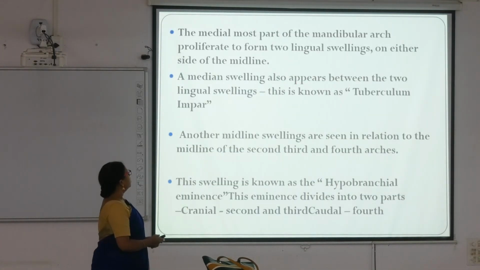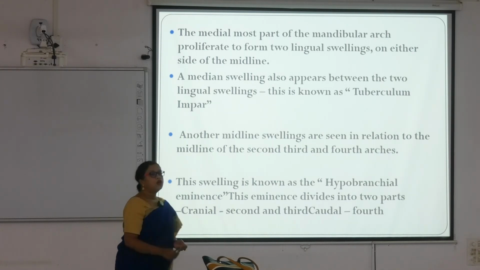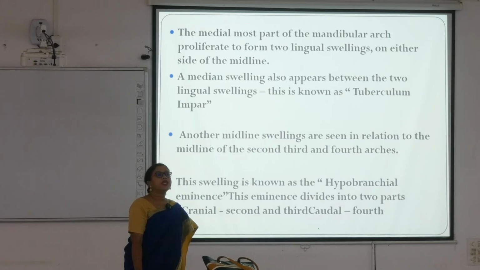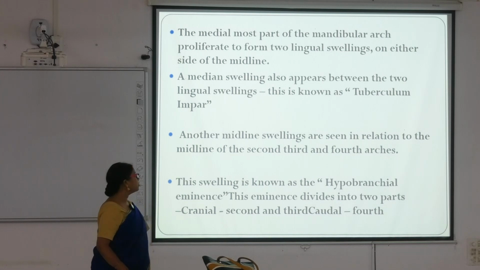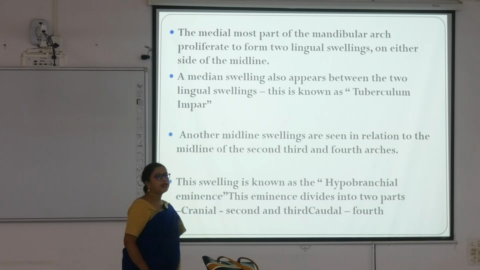Okay, so this thing I already told. So write it down. What is the name of the midline swelling? Tuberculum impar. Additionally I told you of another two swellings. So where will they develop from? They have already written that it is developed from the 2nd and 4th arch. Okay, and where do the other two swellings develop from? 2nd and 4th arch. Okay, so this swelling is also known as hypobranchial eminence.